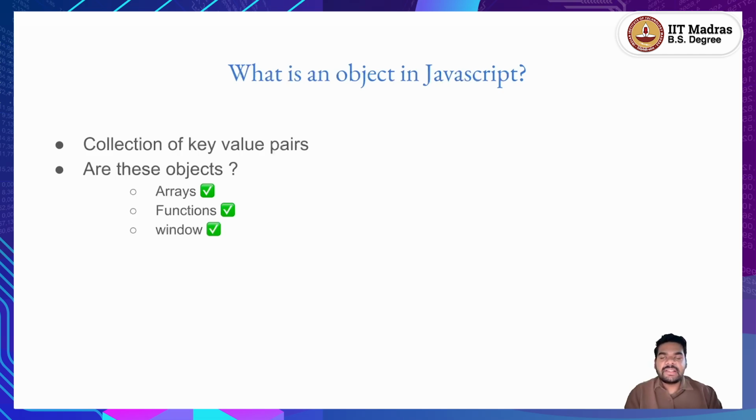An object is simply a collection of key value pairs. You can think of them as dictionaries in Python. You have the keys, which are like labels, and the values that can be anything from a string, a number, to an array, or even other objects as well.